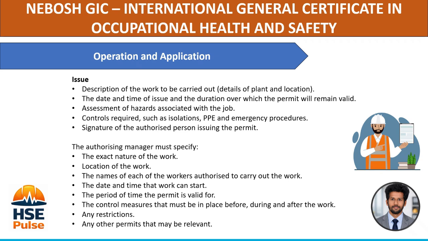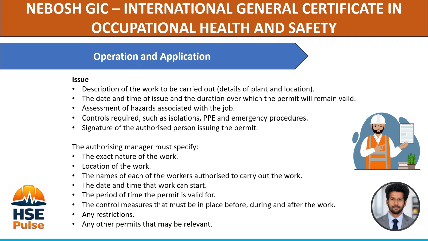Operation and application. Totally, there are 5 steps involved in the permit to work system: issuing, receipt, clearance, cancellation, and extension. First, issue. Only the authorized person will issue the permit based on the requisition from the executor. So what are the things it will cover? Descriptions of work to be carried out. What is the work that needs to be done?